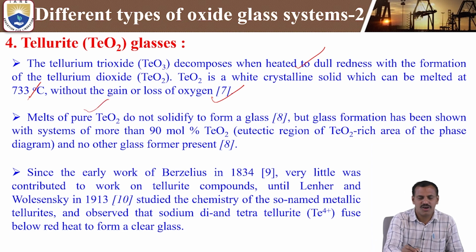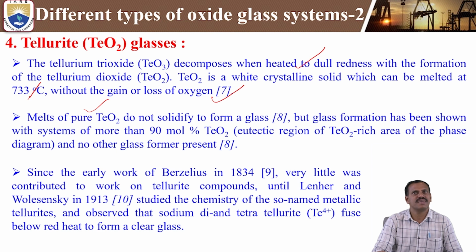Next, a melt of pure tellurium oxide does not solidify to form a glass, but glass formation has been shown with systems of more than 90 mole percent of tellurium oxide. That is, tellurium oxide is a rich area of the phase diagram, and no other glass former is present in the tellurium based glass system. This is one of the important things for the tellurium based glass system.